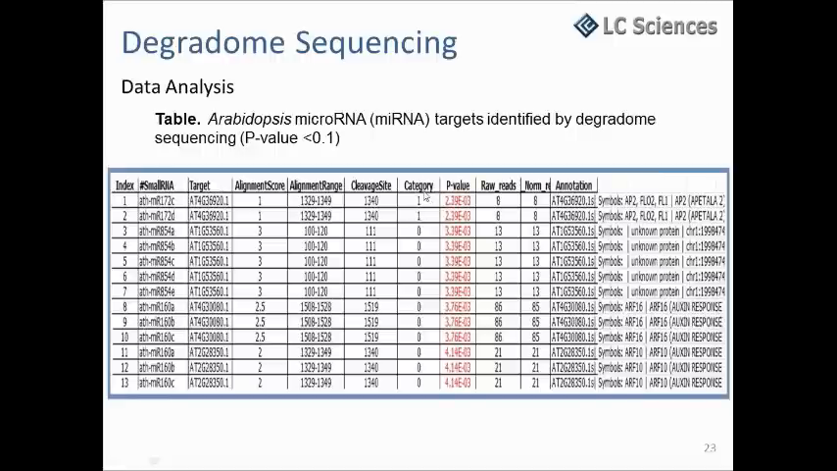And we give the category. I will give more detail about the category and the p-value later. We give exactly how many raw reads we get from the sequencing, and also the normalized reads if we want to compare multiple samples, and then we give the annotation of the messenger RNA. We normally select the pairs with a p-value less than 0.1 in this table.